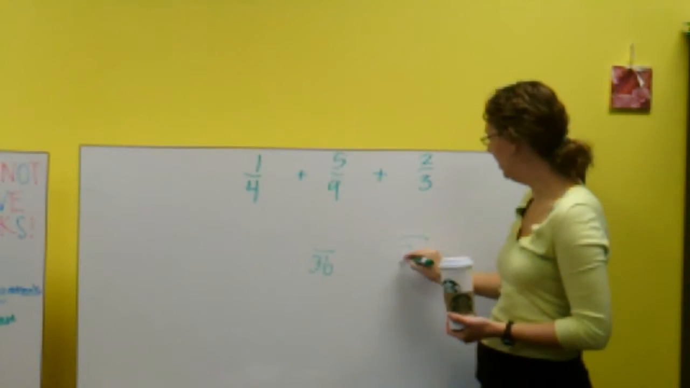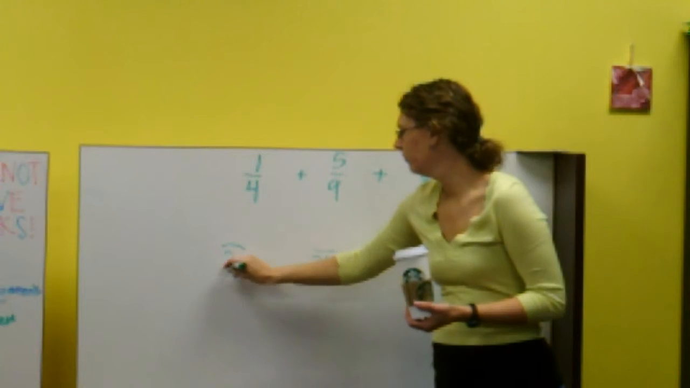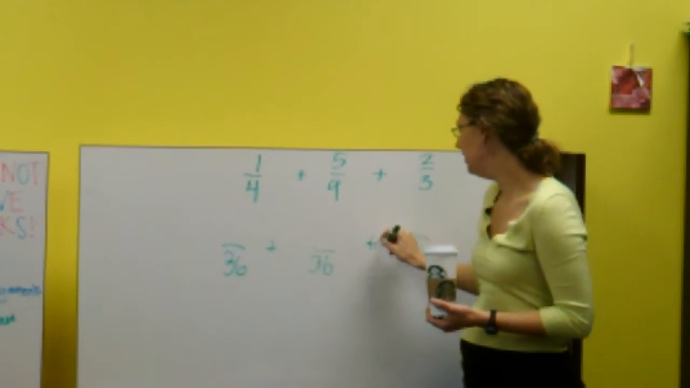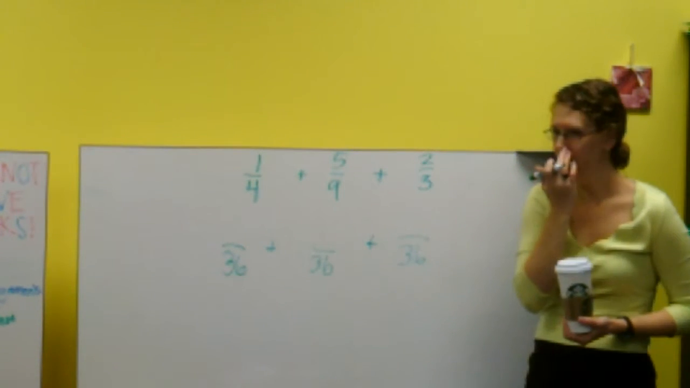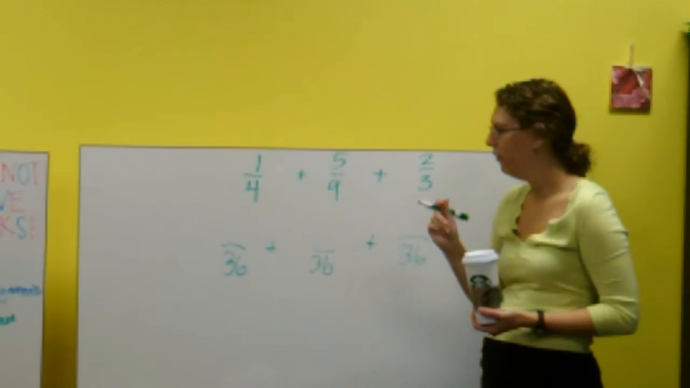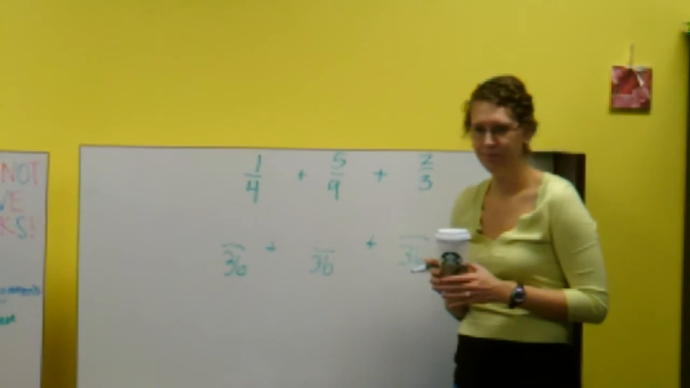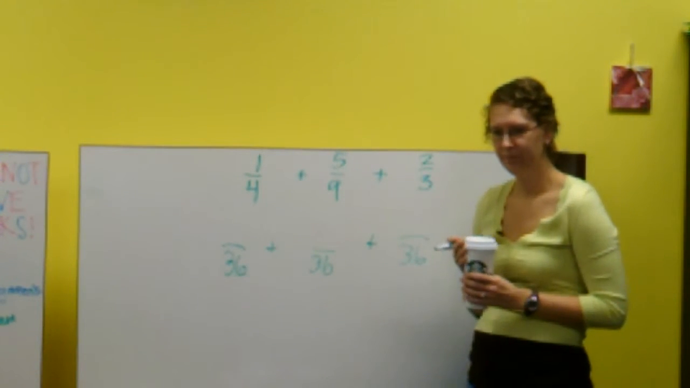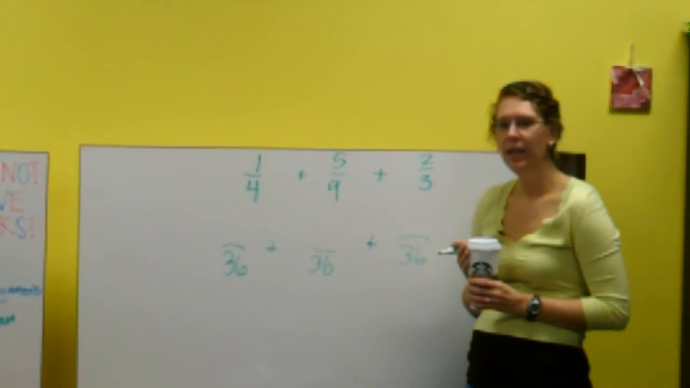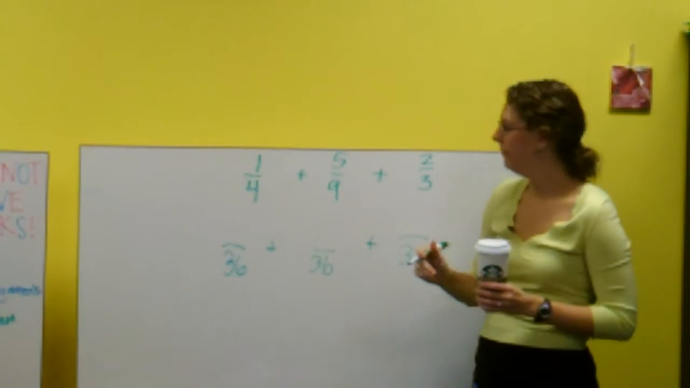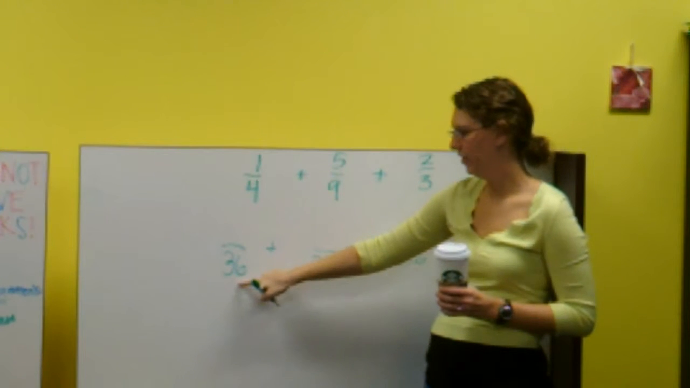So, let's write them below this time. What did I need to multiply 4 by to get to 36? Damon, what did I need to multiply 4 by to get to 36? 9. Okay. So what is this fraction going to be?